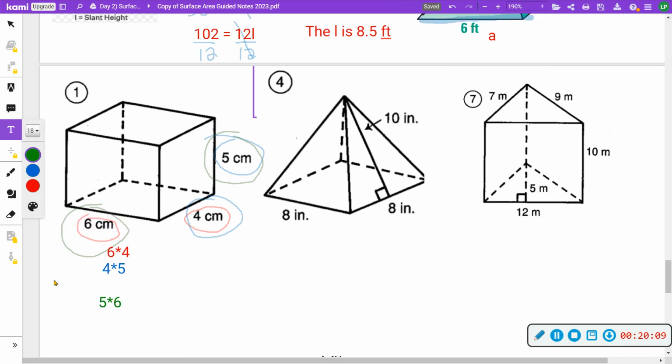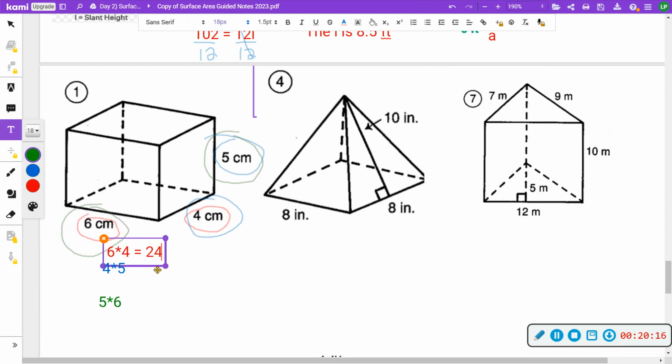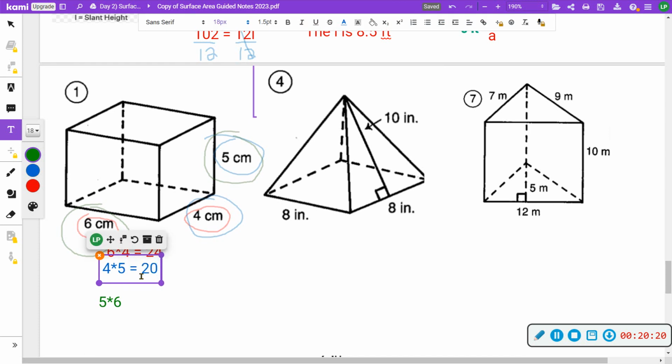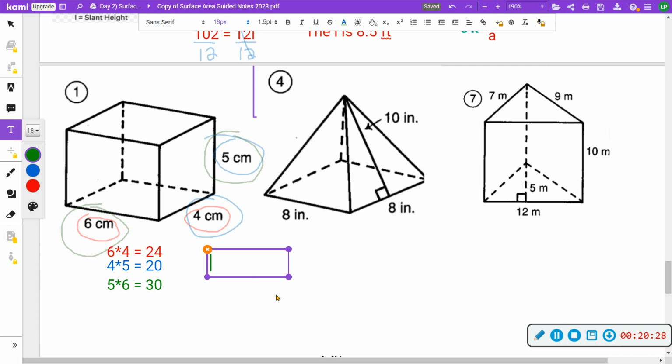And I do the math and I add those together. So like 6 times 4 is 24. 4 times 5 is 20. 5 times 6 is 30. Essentially, I add those up. 24 plus 20 plus 30, multiply by 2, and I get 148.